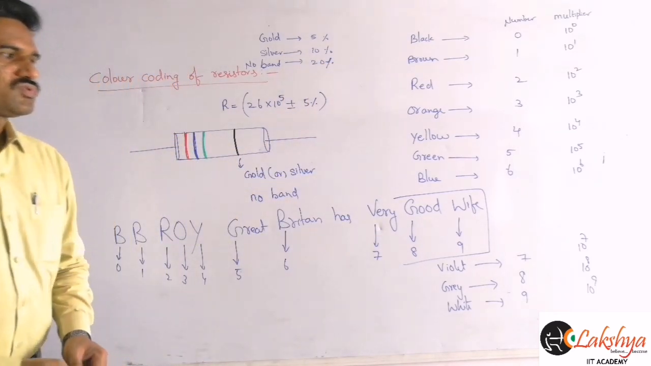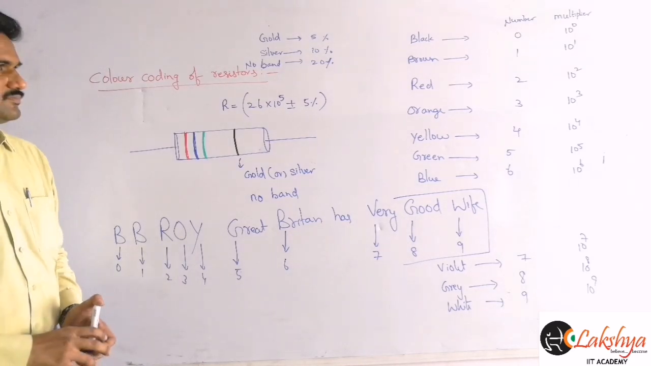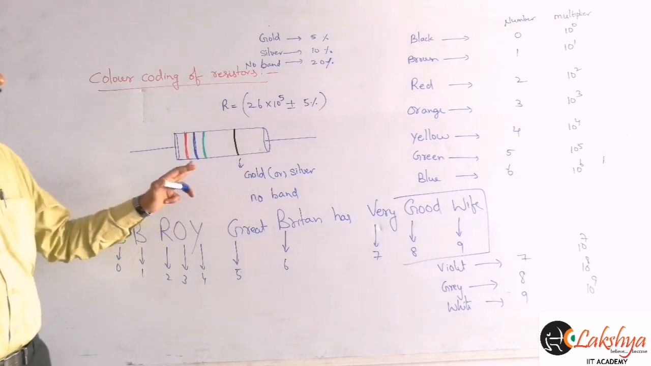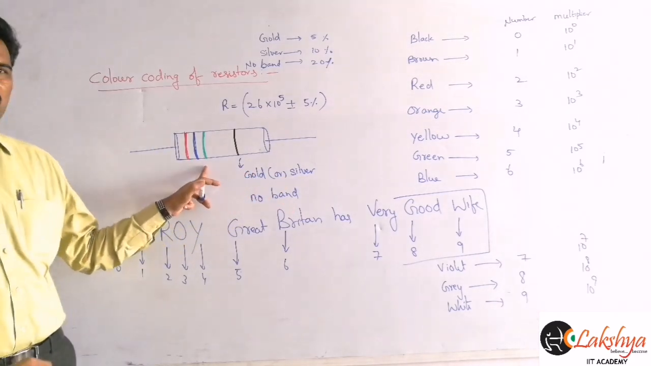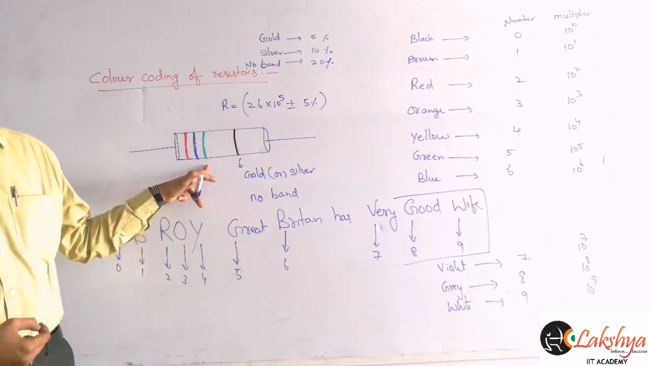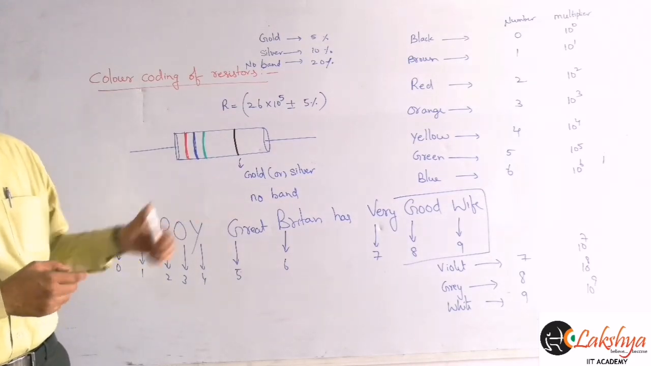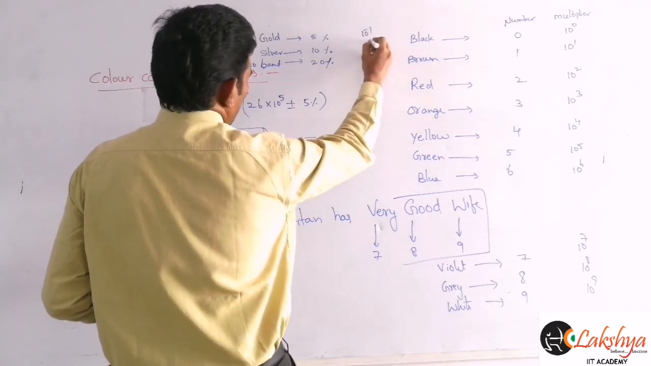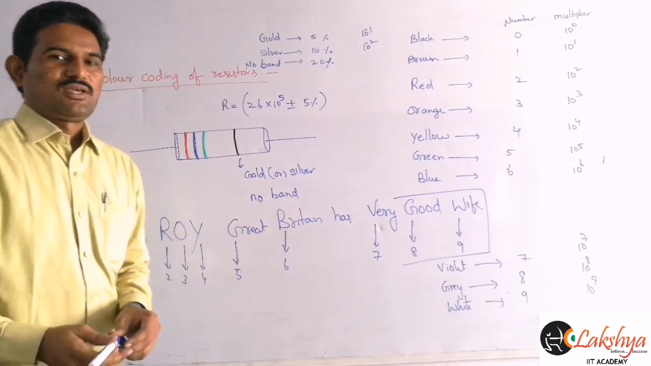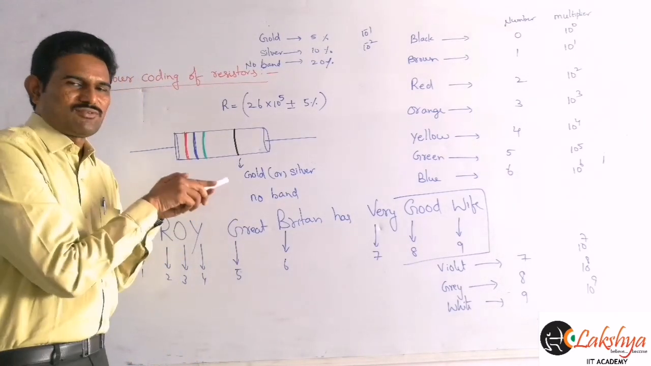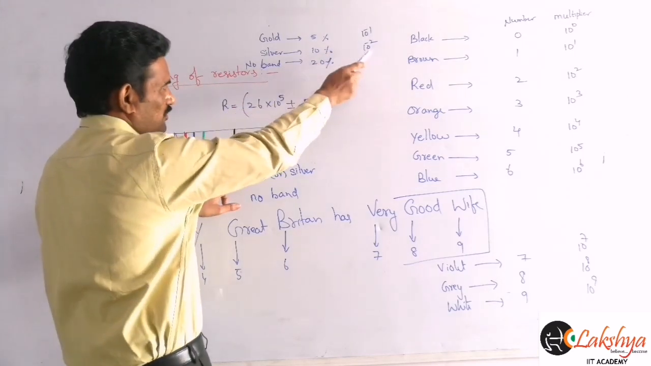And here you should also note, sometimes this gold and silver may be there as the third band itself. When it is in the third band itself, then its values will be expressed as 10 power minus 1 and 10 power minus 2 here. If the third band is either gold or silver, these are the multiplier values.